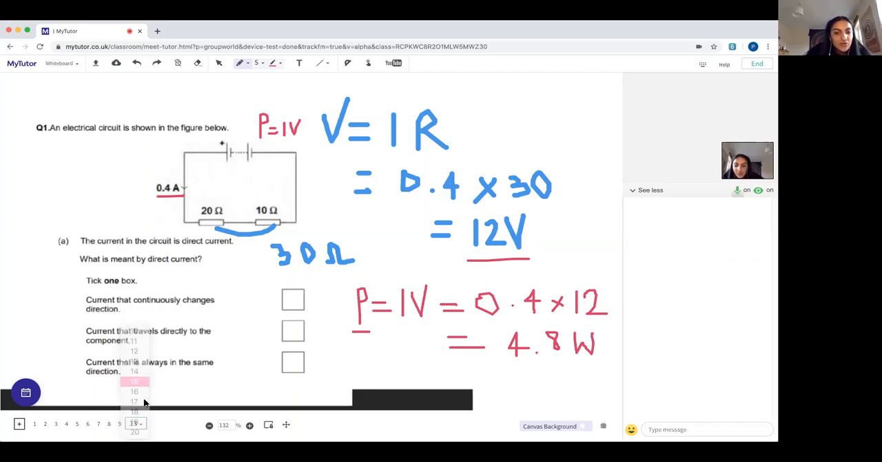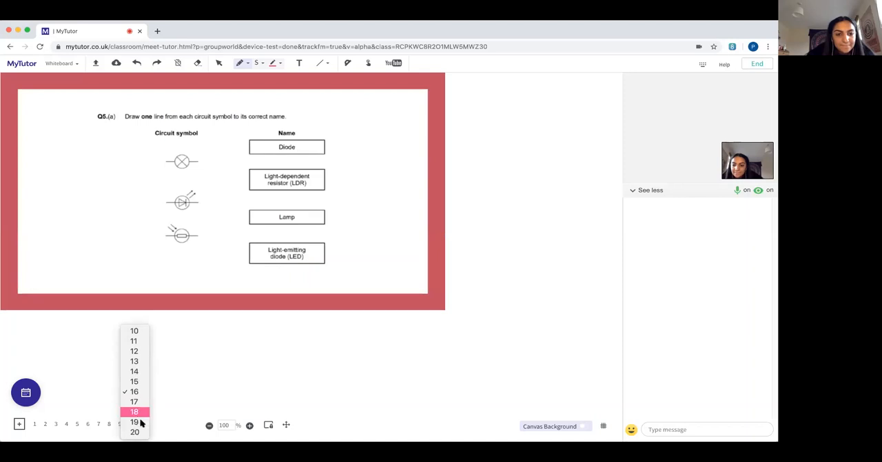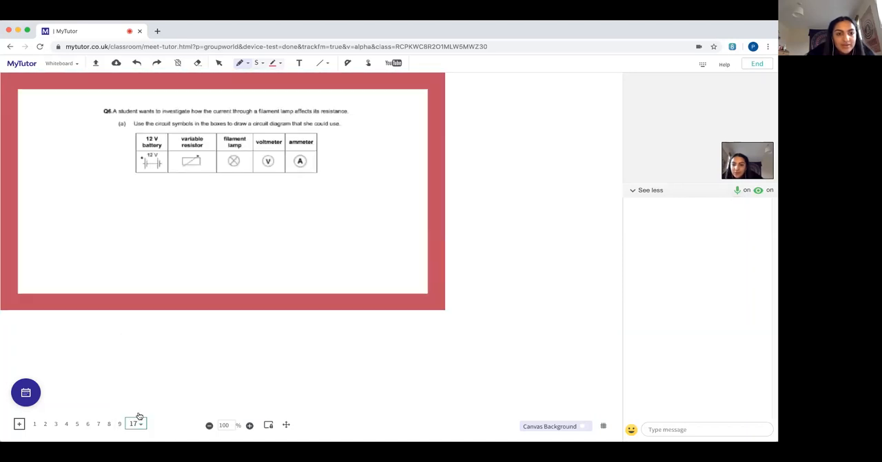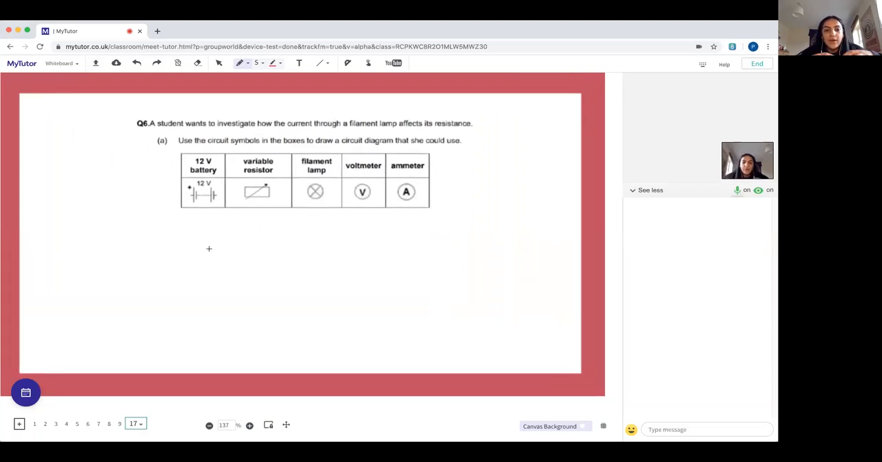Okay, so that was a slightly different one, not necessarily harder, but we can get a harder question. Okay, so this one's quite a bit harder. So here we've got a kind of experimental question. So it's you using your own ideas about how circuits work and setting up a circuit to investigate a certain thing. So here we have how the current through a filament lamp affects its resistance. So how could we set up a circuit using these 5 components to help us to investigate the current through a filament lamp? So have a think. I'll just give you 30 seconds to think about how that circuit might be set up.